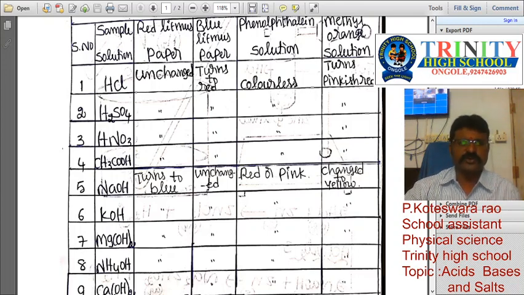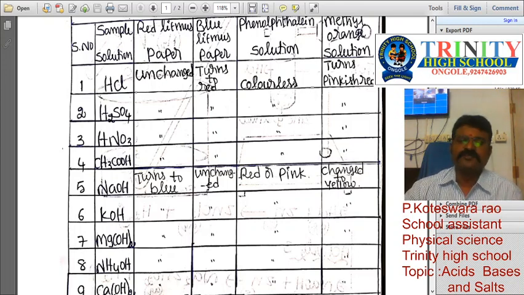And CH3COOH, acetic acid, same: unchanged. Blue litmus paper turns into red. Phenolphthalein solution, colorless. Methyl orange solution, pinkish red or red. These are all one type, because do you observe here? These are all acids because they contain H plus ions. H plus ions. So you don't need to mark like this. We can write unchanged, turns to red, colorless, pinkish red.